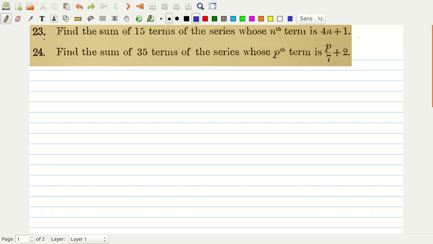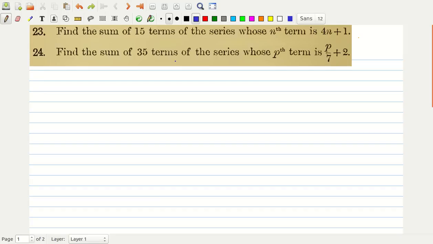Okay, we will solve problem number 23 and 24 from Hall and Knight Higher Algebra chapter 4. Find the sum of 15 terms of the series whose nth term is 4n plus 1. Okay, so we are given that the nth term is 4n plus 1.